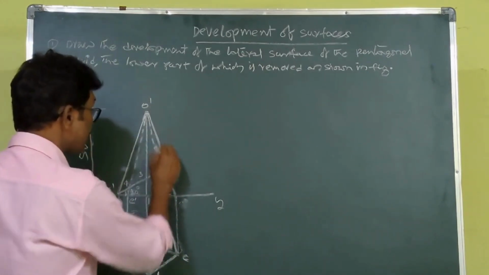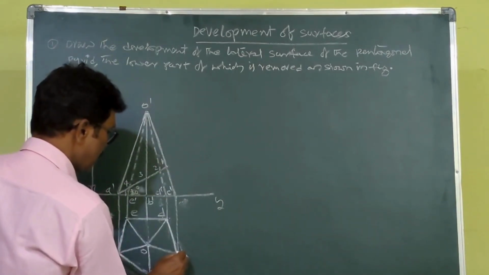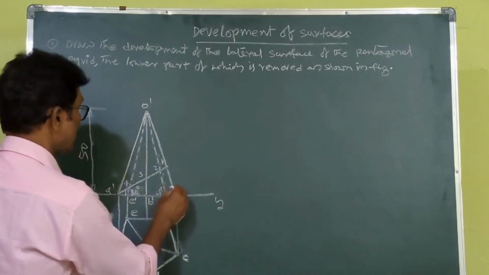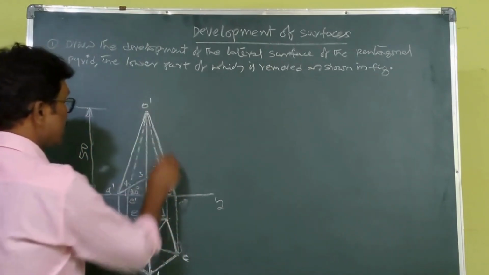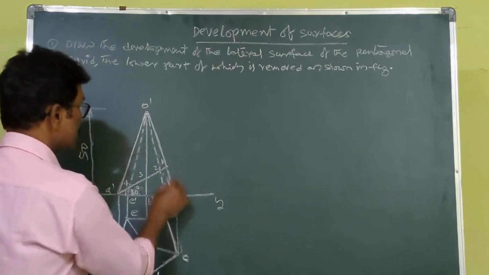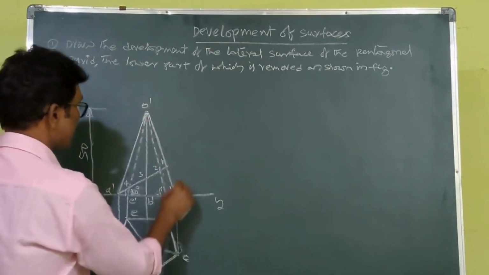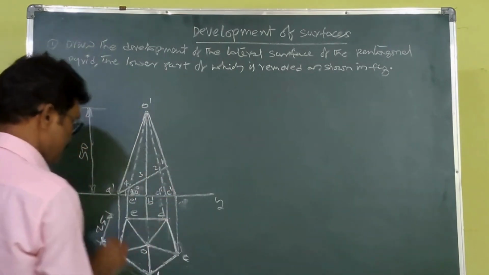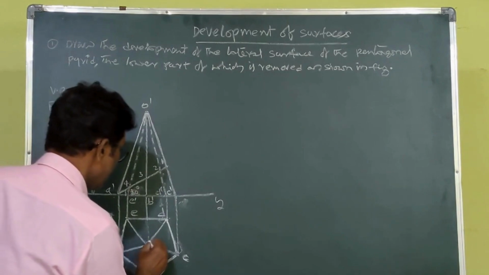First, you see that here no edge is getting a true length in the front view. No edge, no corner of the pentagon in the front view gives any true length. This is not the true length of the edge. If you want to get the true length of the edge, what we have to do here?